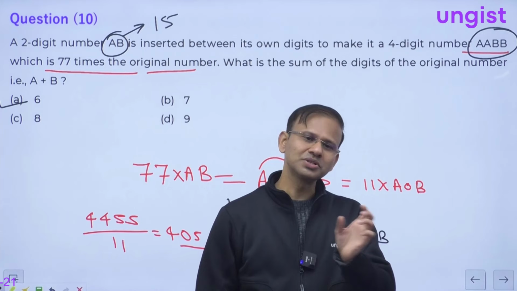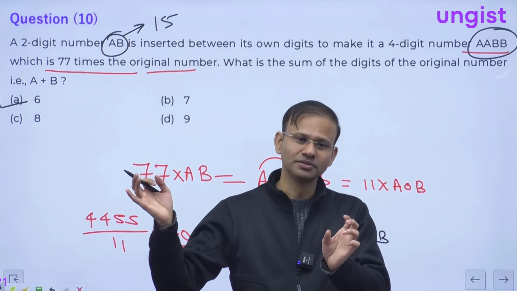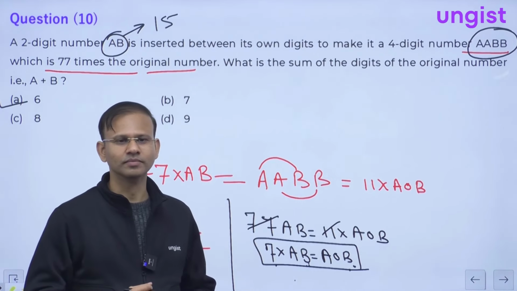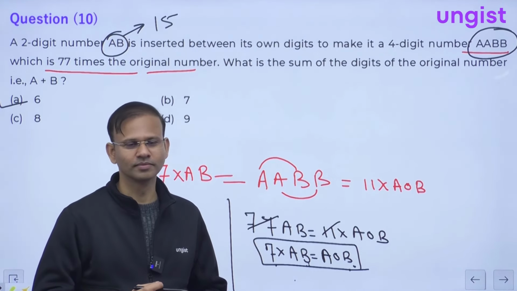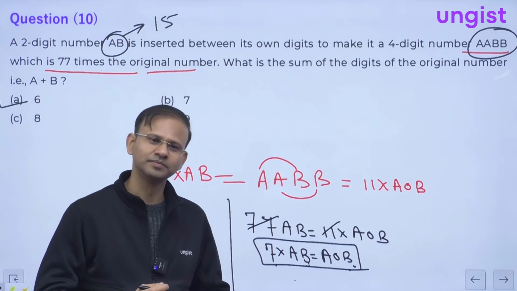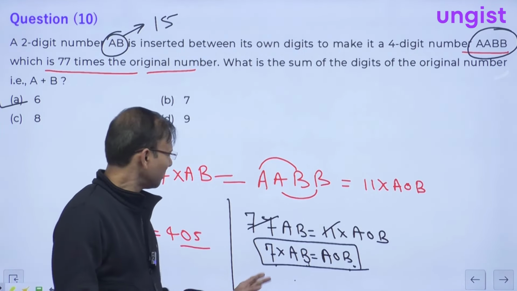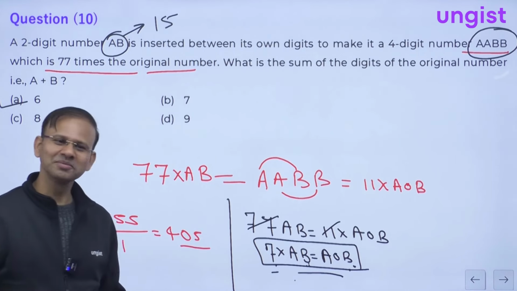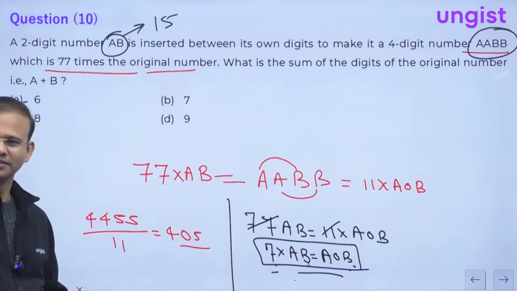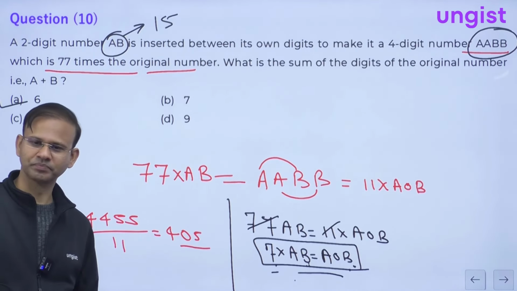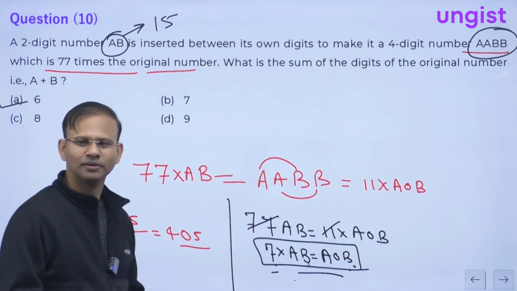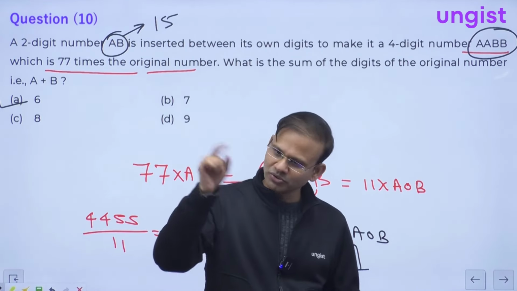So obviously 7 into something is giving you the same unit digit. So 7 into 5. How did you conclude it? No, multiplying 5 with an even number will give you 0 as the unit digit.